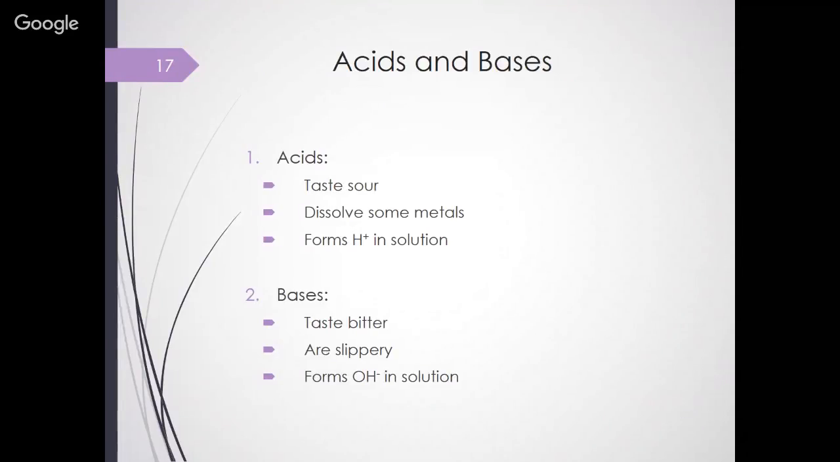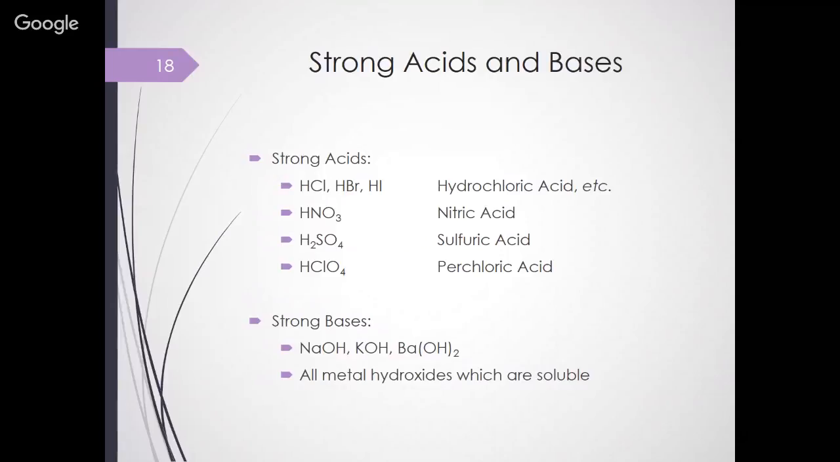Contrarily, bases tend to taste bitter. They're slippery, like soap. So bases are often found in soap, and they're going to form the hydroxide ion in solution. Some strong acids and bases that we typically will identify are your hydrochloric acid, hydrobromic, hydroiodic, nitric acid, sulfuric acid, and perchloric acid. Our strong bases are going to be all of your group 1 metal hydroxides, and then there are a few group 2 metal hydroxides that are also considered strong bases.